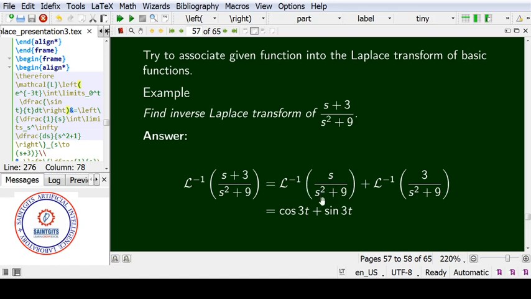L inverse of s by s square plus 9 is cos 3t, plus L inverse of 3 by s square plus 3 square, that is sin 3t. So we can directly calculate L inverse of s plus 3 by s square plus 9 by observation and direct use of results. But unfortunately, direct application of a result is very rare in inverse Laplace transform problems. But occasionally some simple problems may occur.